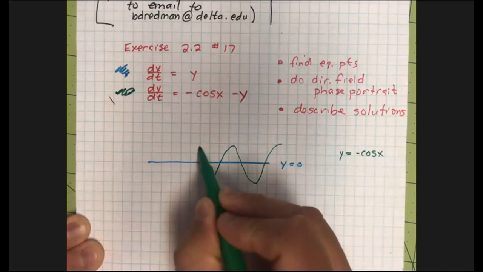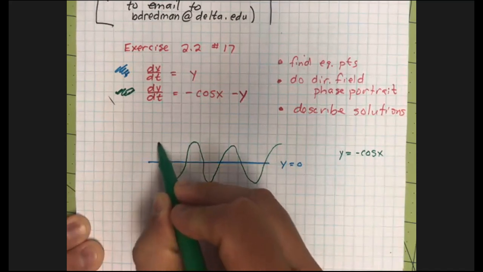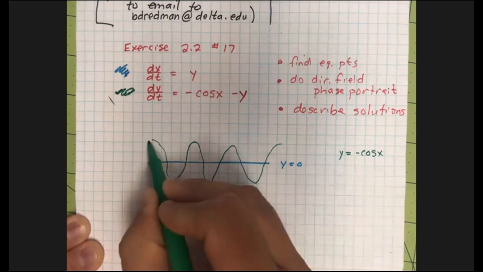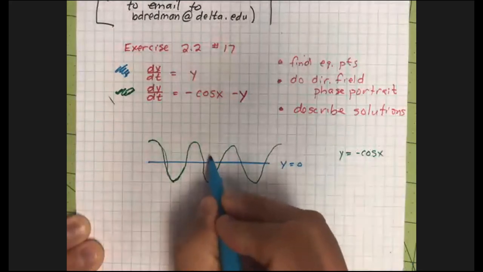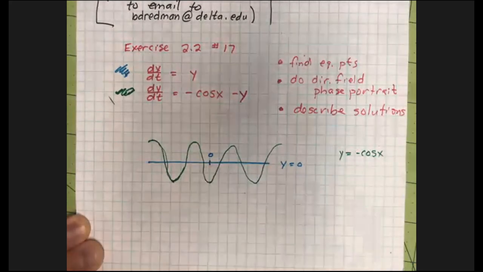I'm not trying to draw accurate. I'm not trying to draw to scale. In fact, I got a little bit sloppy as I went along. But there's a cosine graph that's upside down starting at zero.